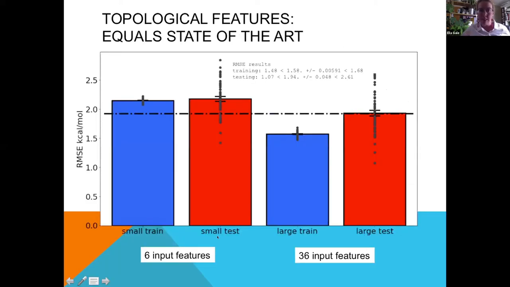And what do we find? The topological features, when you have all of the input features, equal the state of the art. To make the point, this is sort of thin data. We've got 155 points for training on, but for each point we're only putting in 36 numbers, so that's 36 input features. And this is obviously capturing enough of the shape that it's able to solve the problem. There's a lot of variance there, as you'll see, but it can do it.